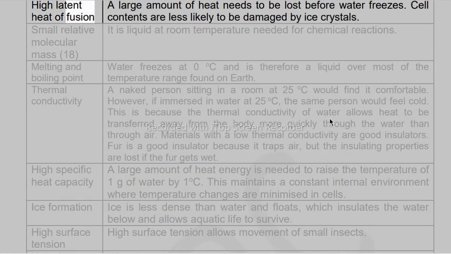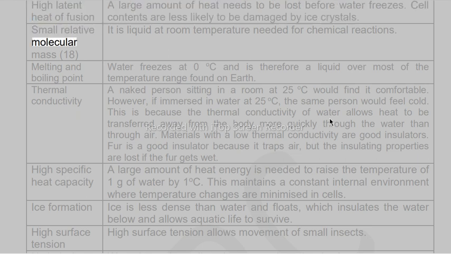High latent heat of fusion. A large amount of heat needs to be lost before water freezes. Cell contents are less likely to be damaged by ice crystals. Small relative molecular mass, 18. It is liquid at room temperature, needed for chemical reactions. Melting and boiling point. Water freezes at 0°C and is therefore a liquid over most of the temperature range found on Earth. Thermal conductivity.